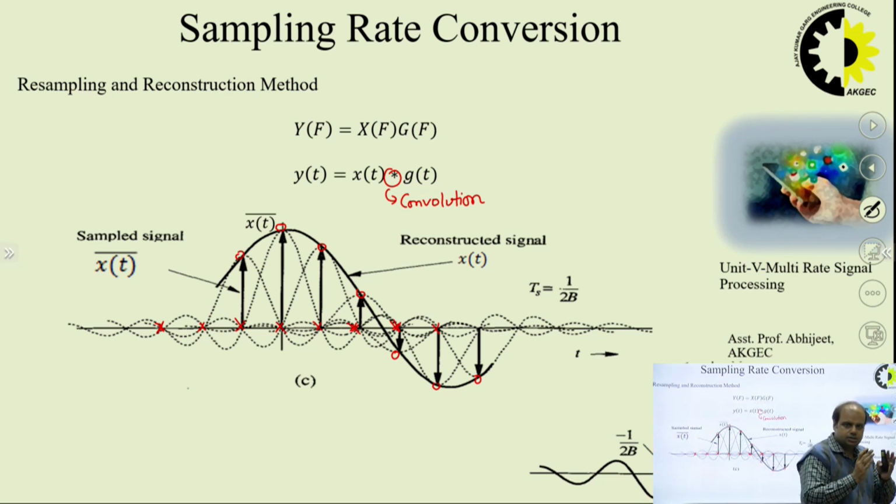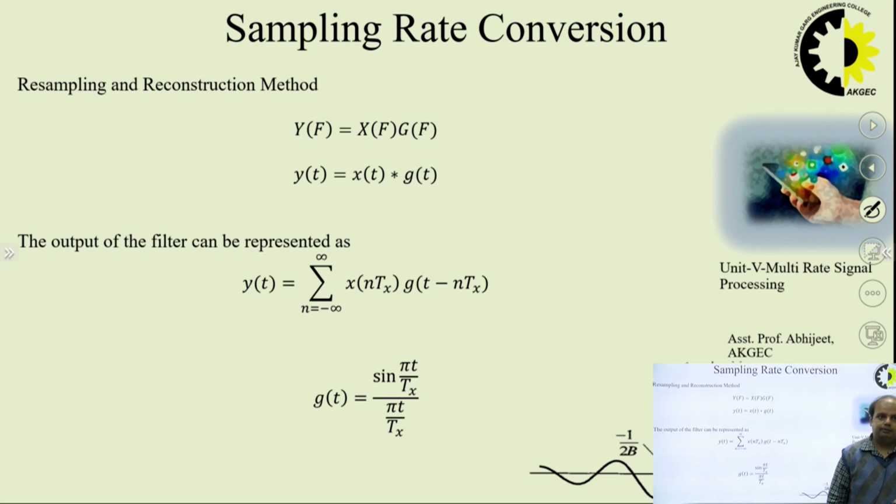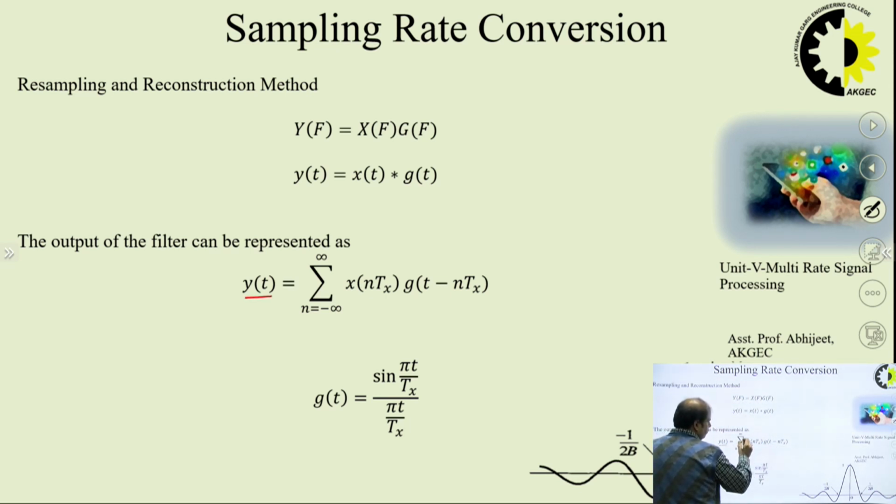This is what is happening in the frequency domain also. The spectrum at the middle is the original spectrum. We multiply by the low pass filter and we get that back. But in interpolation we compute the convolution, and that convolution gives me the reconstructed version of the signal. That can be written very easily as the convolution sum: y(t) is the sum over n from minus infinity to plus infinity of x(nTs) g(t minus nTs).